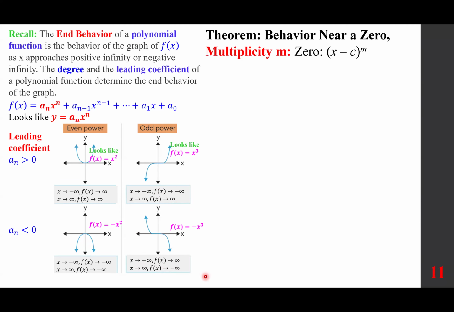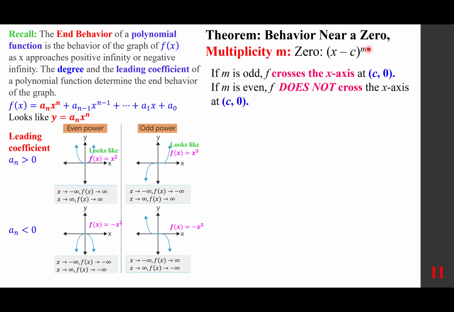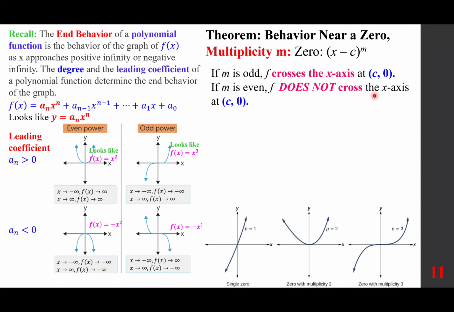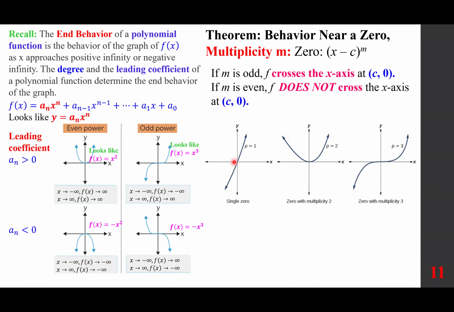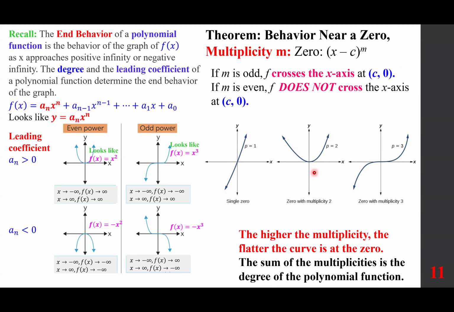Also, we have behavior near 0, which depends on the multiplicity m. When we have x minus c to the power of m, m is called the multiplicity. If m is odd, f crosses the x-axis at c, 0. If it's even, it does not cross the x-axis at c, 0. So these two are odd, they cross. In this case, they don't. Also, the higher the multiplicity, the flatter the curve is at the zero. The sum of the multiplicities is the degree of the polynomial function.